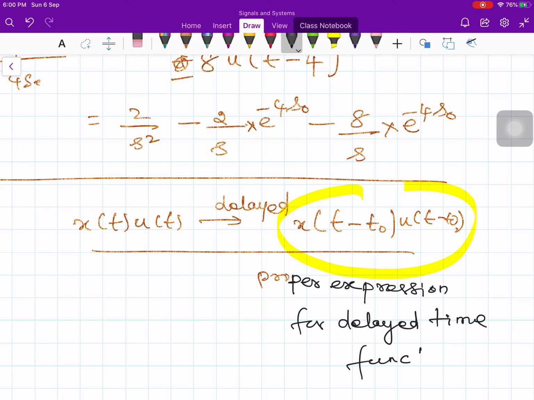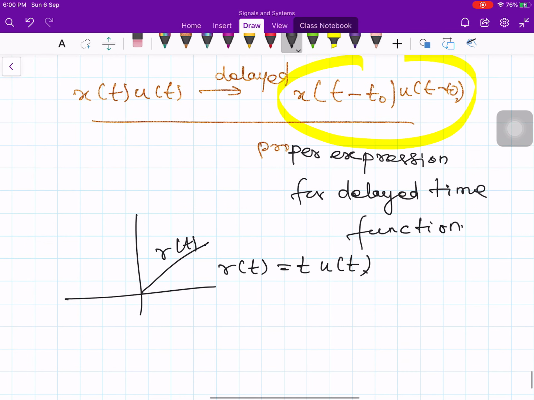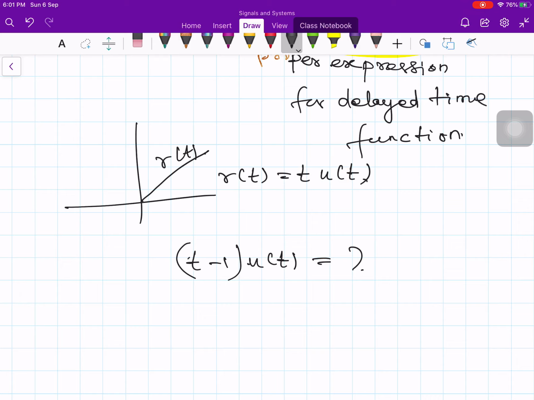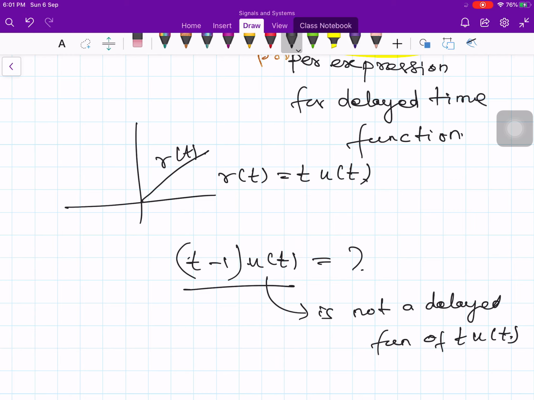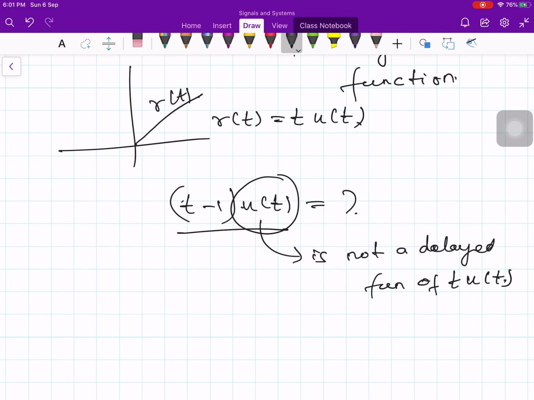Okay, so if you have that ramp function like this, r of t. This r of t you can write as t times u of t, right? So suppose I write t minus 1 times u of t. How does it look like? What does it mean? This t minus 1 times u of t is not a delayed function of t times u of t. Why? Because u of t has not been delayed by t minus 1. Okay, so t minus 1 times u of t would be like, how does it look like?